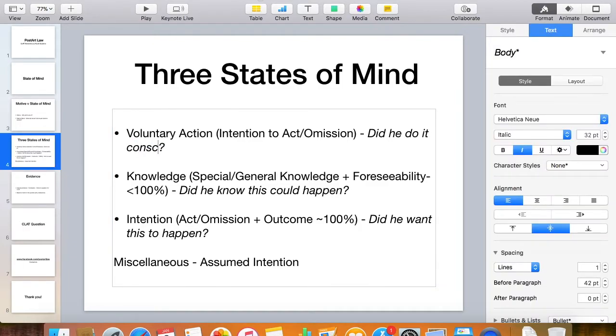Actually, yes, that's the best way to go about it. Did he do it consciously, in the sense that, did you voluntarily walk on your own two feet into someone's property? Then you are liable for trespass. No one cares that you didn't know that it was someone else's property and that you didn't really want to trespass, but as long as you voluntarily walked into someone's property, that's trespass. That's voluntary action. Same thing applies in nuisance.